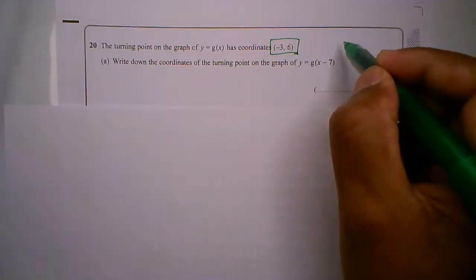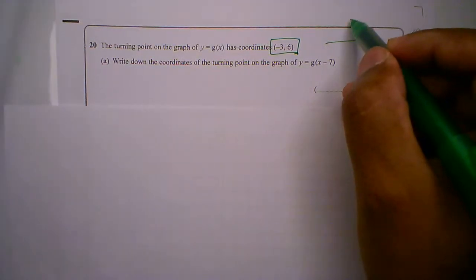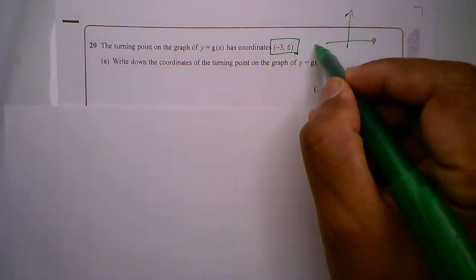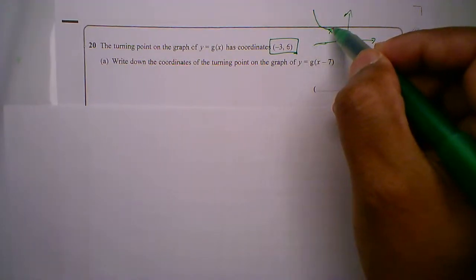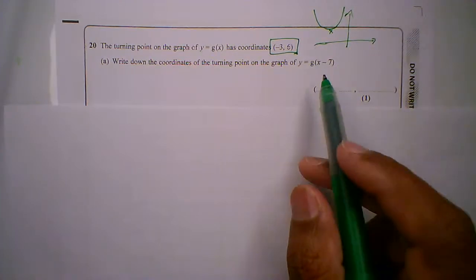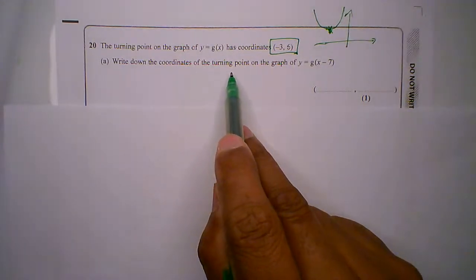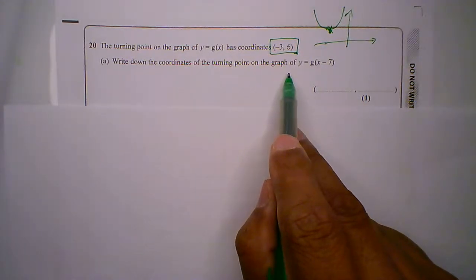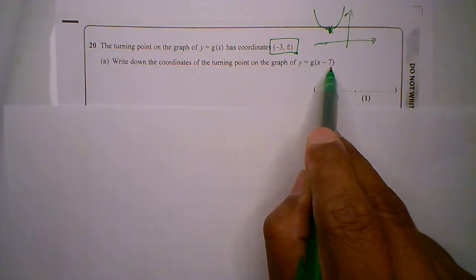So you can imagine a turning point along the corridor, up and down the stairs. -3, 6 would be somewhere here. So it's either like this, a U shape or an N shape, whatever. But the point is, we have this point here. Write down the coordinates of the turning point on the graph of y equals g(-x).